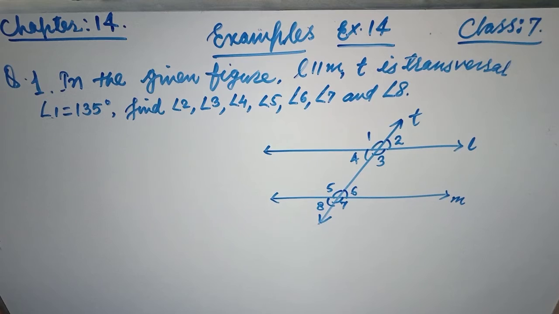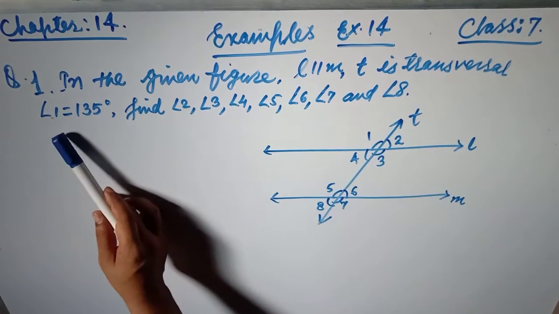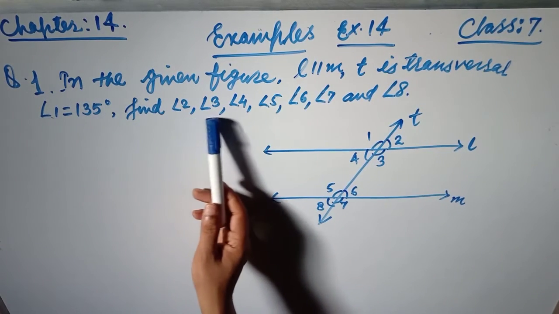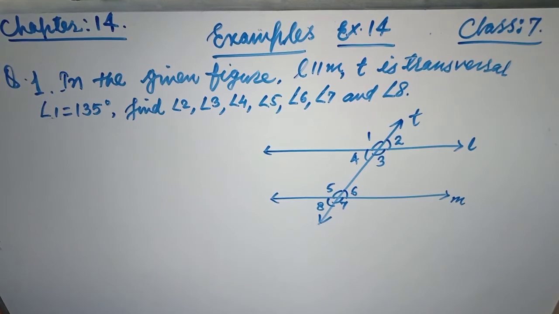Now friends, it's time to solve questions of examples of exercise 14. Now see friends, question number 4 says, in the given figure, L is parallel to M and T is the transversal, angle A is 135. Find angles 2, 3, 4, 5, 6, 7 and 8.